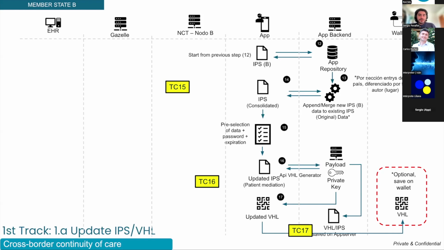So with this new consolidated IPS, the patient can again select, if they wanted, for example, to share this new IPS's information again, they can do it by now selecting the information that they want to share. That creates a new IPS with this selection, which can also then be translated into a VHL and obtain a new QR code for that selected information. And this process can be repeated as many times as required.